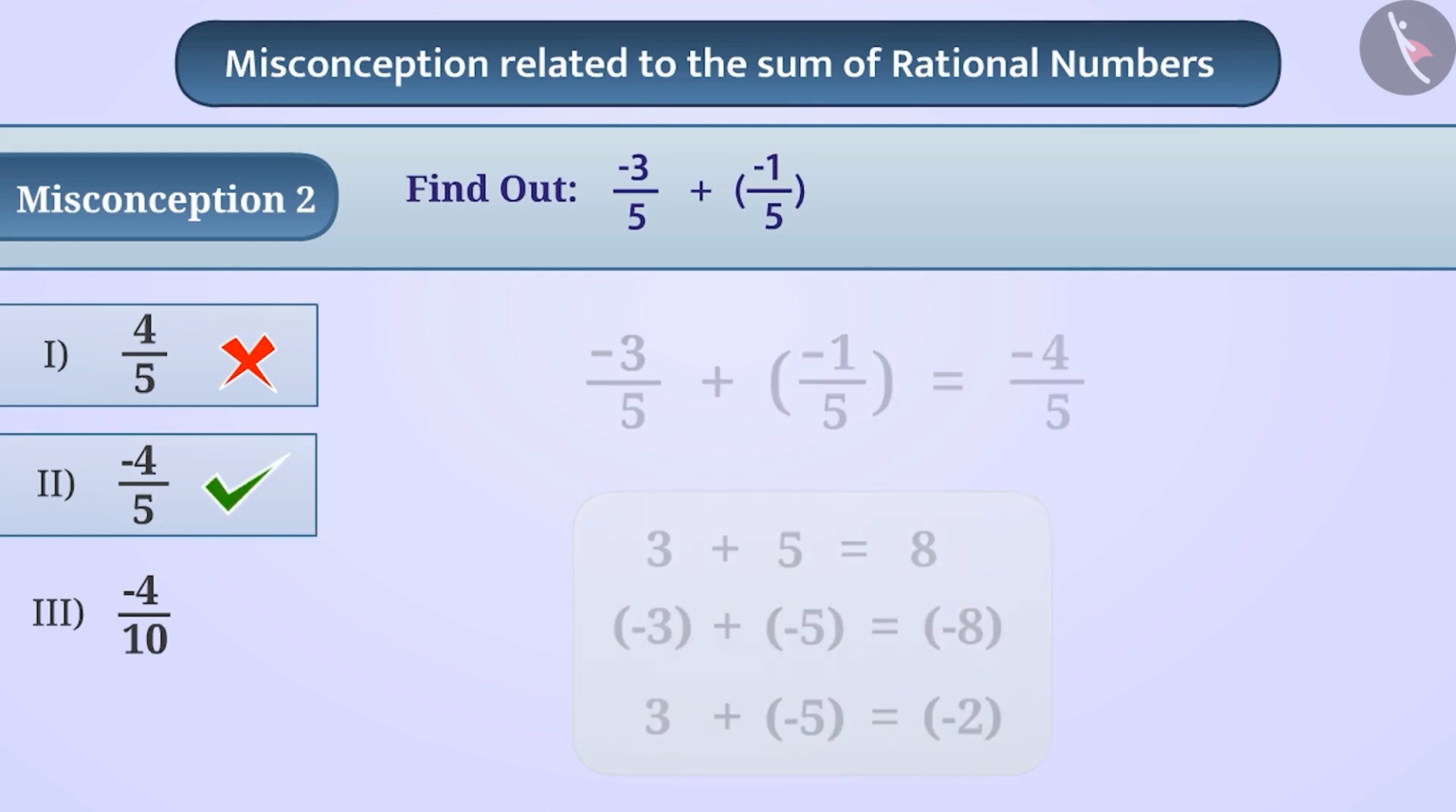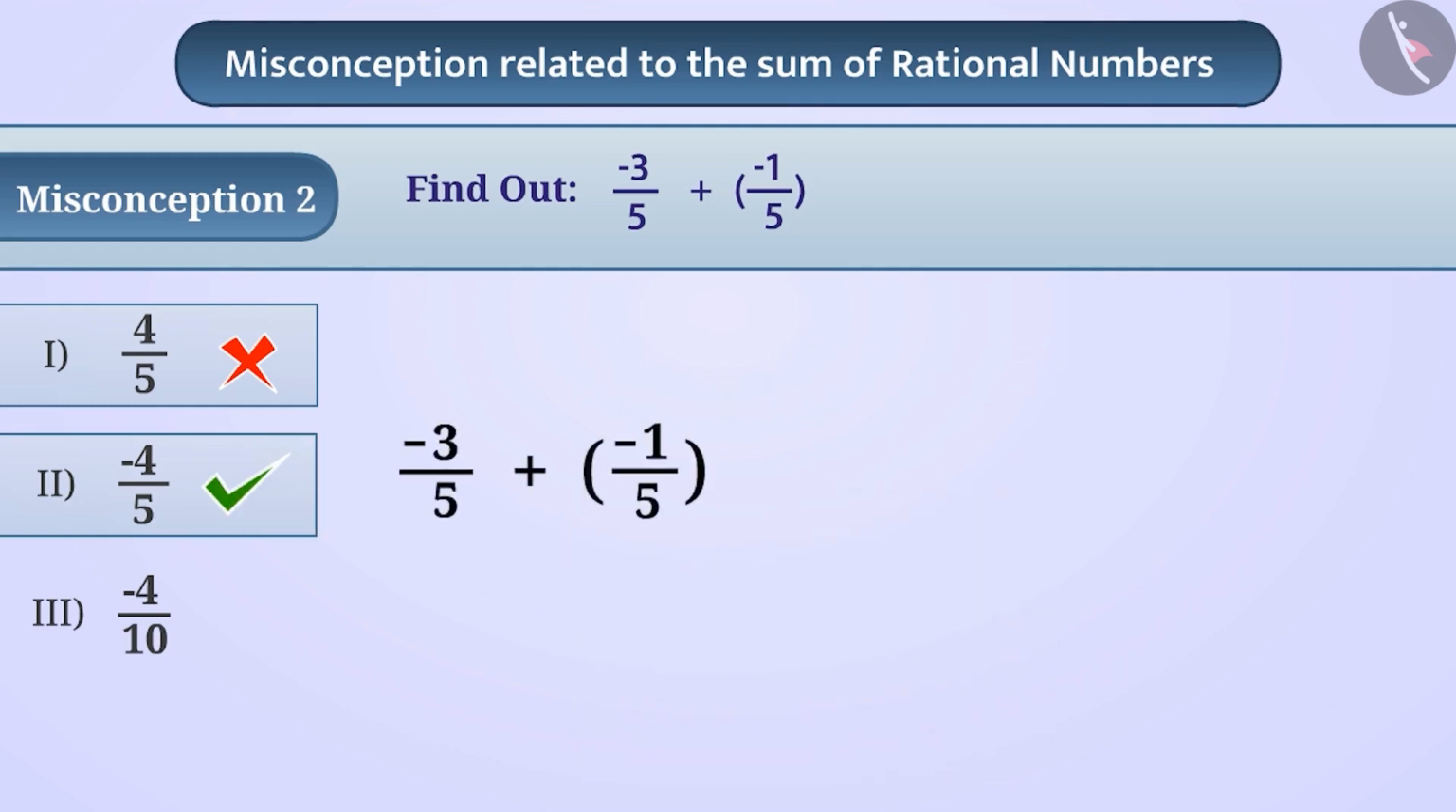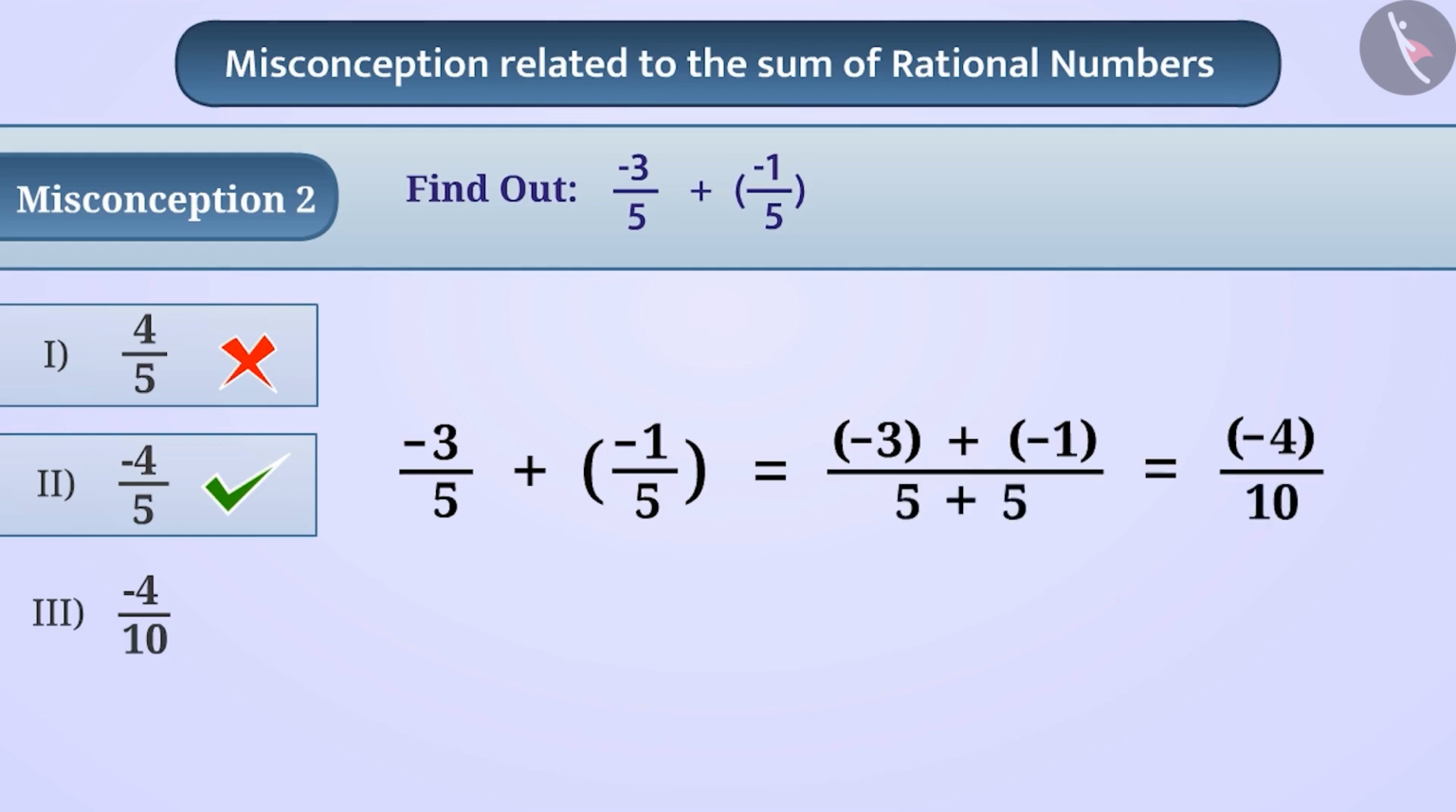Some children get the numerator of the result, minus 3 plus minus 1 is equal to minus 4, by adding numerators while doing addition. Similarly, by adding denominators, we get 5 plus 5 is equal to 10 as the result. In this way, they get the result minus 4 by 10. This is also a misunderstanding, whereby option 3 gives this incorrect answer.